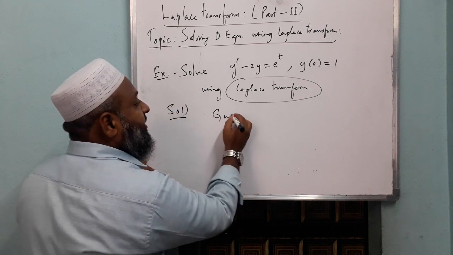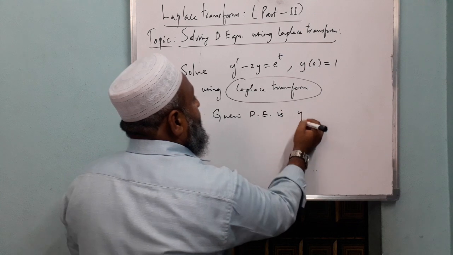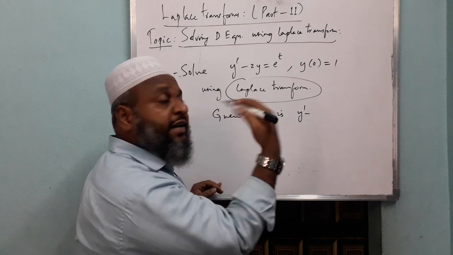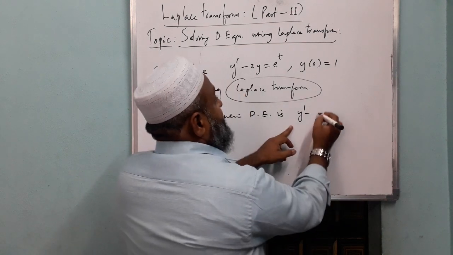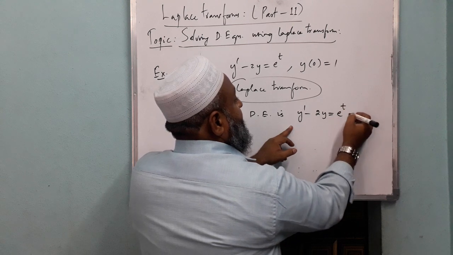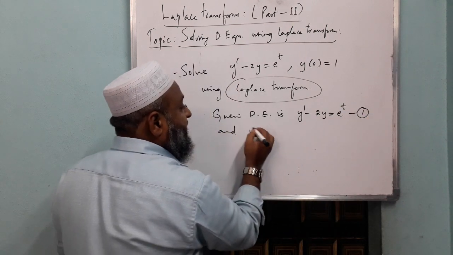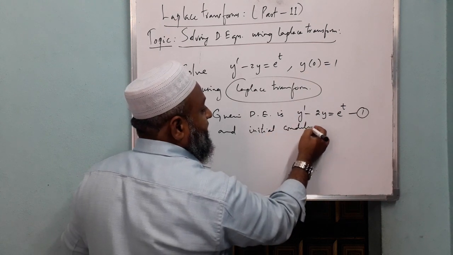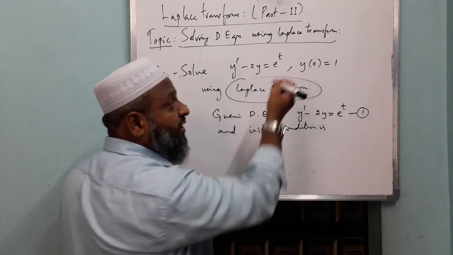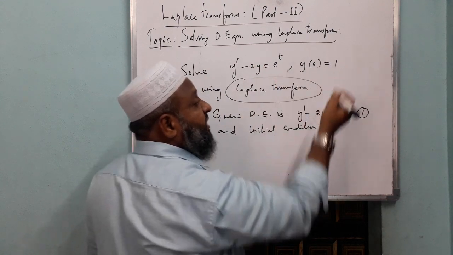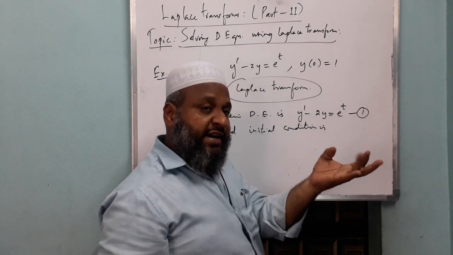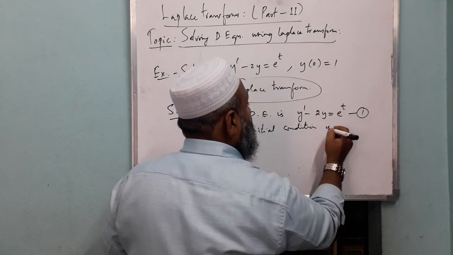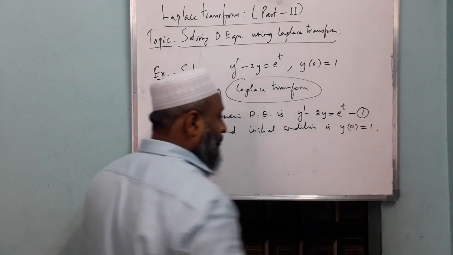Solution. Given differential equation is y dash minus 2y is equal to e power t. I have taken just a first order differential equation, but the method can be applied for any order differential equation. This is number 1. Because it is first order, only one initial condition is given. If it is third order, three initial conditions will be given: y of 0, y dash of 0, and y double dash of 0. So the initial condition is y of 0 is equal to 1.